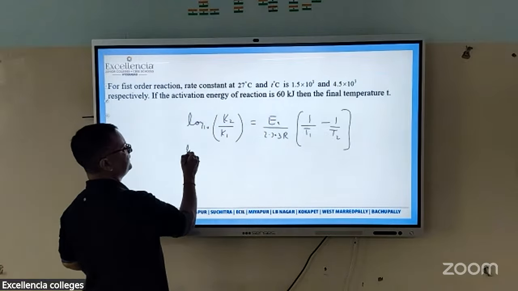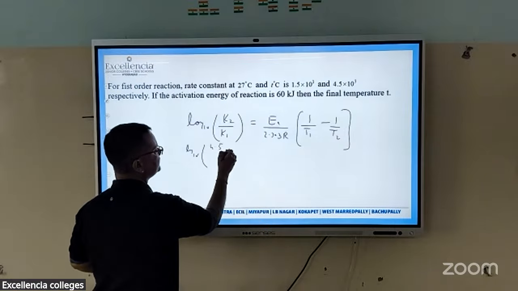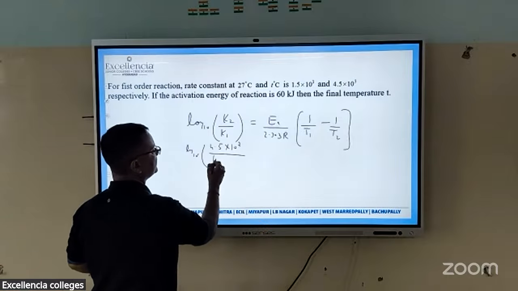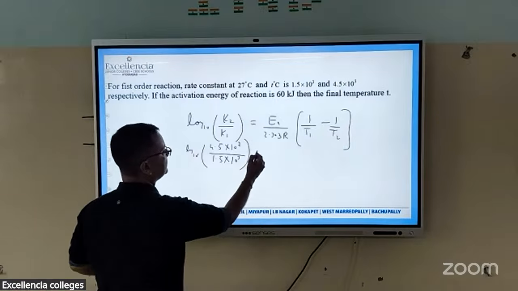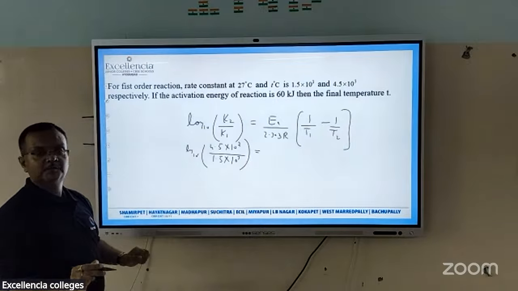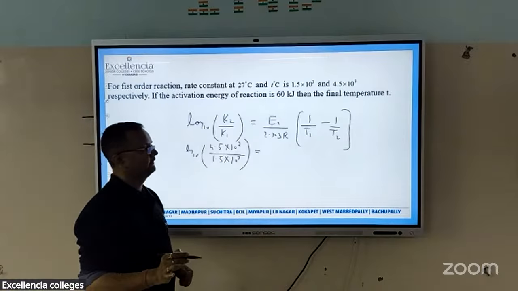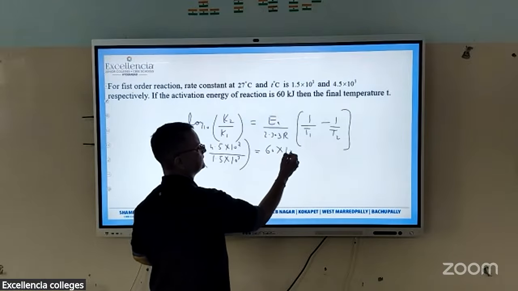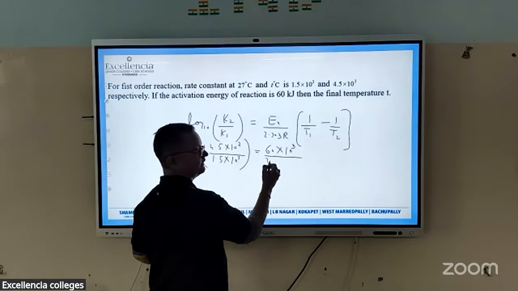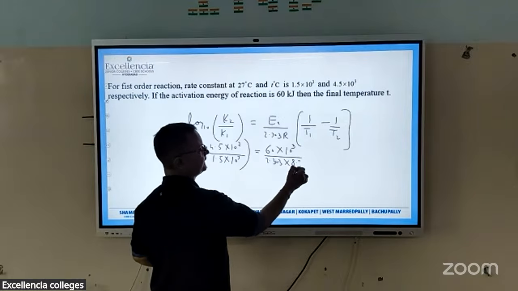So what are we getting? Log base 10, K2. What is K2? 4.5 into 10 to the power 3 is K2. And K1 is 1.5 into 10 to the power 3. Correct? Equal to, and the activation energy is also given: 60 kilojoules. But you convert it into joules. So 60 into 10 to the power 3 joules upon 2.303 R. What is the R value? R is 8.31 joules.